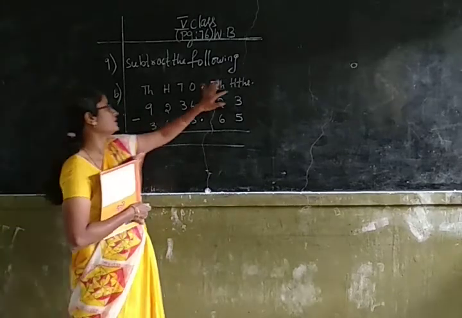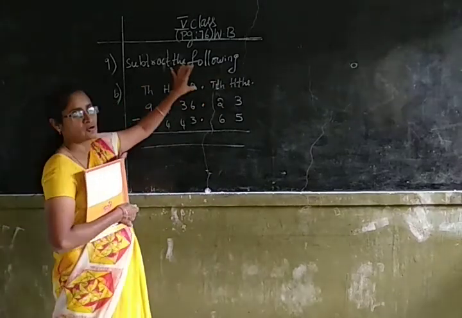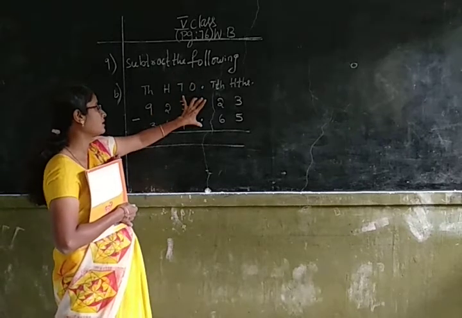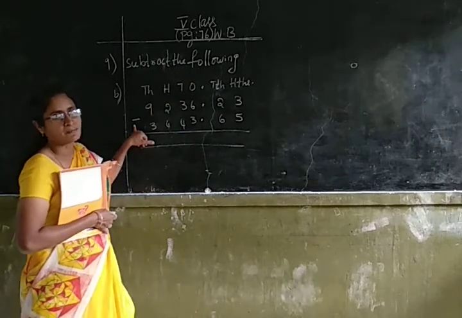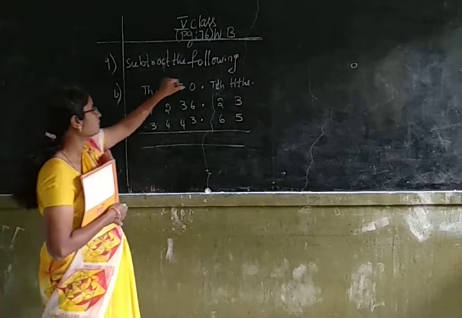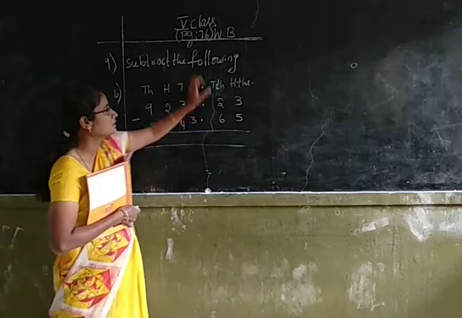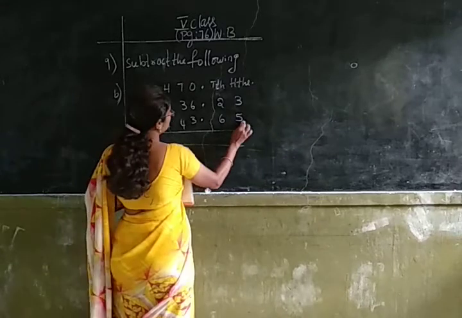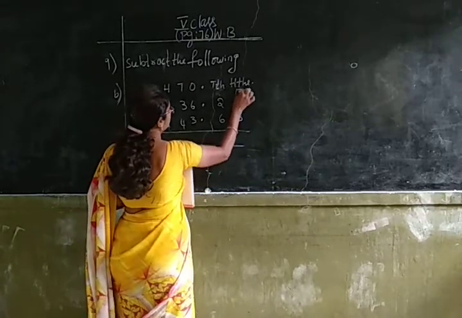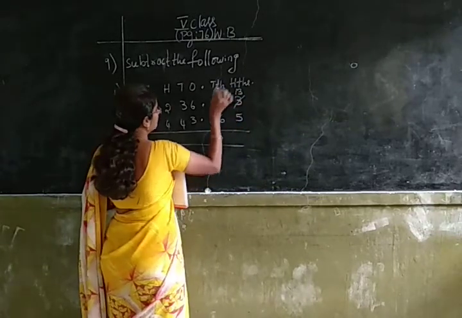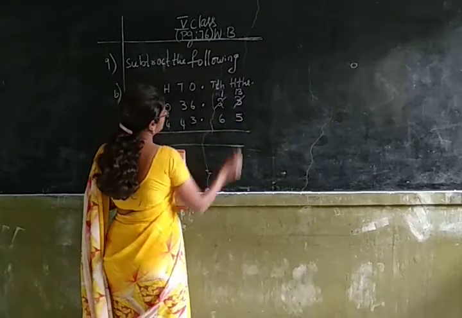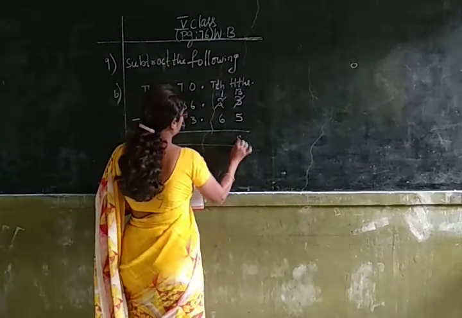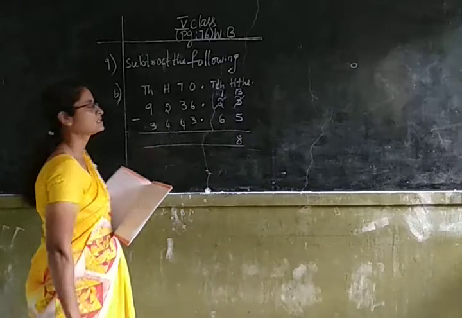First you have to write down the decimal places. Arrange the numbers in columns, put the symbol for subtraction which is minus. Check whether the point is in one column or not, and then start subtracting from hundreds place. Okay children, you can't subtract 5 from 3. Let us borrow. It will become 13. 2 will become 1. Okay children, 13 minus 5 is 8.